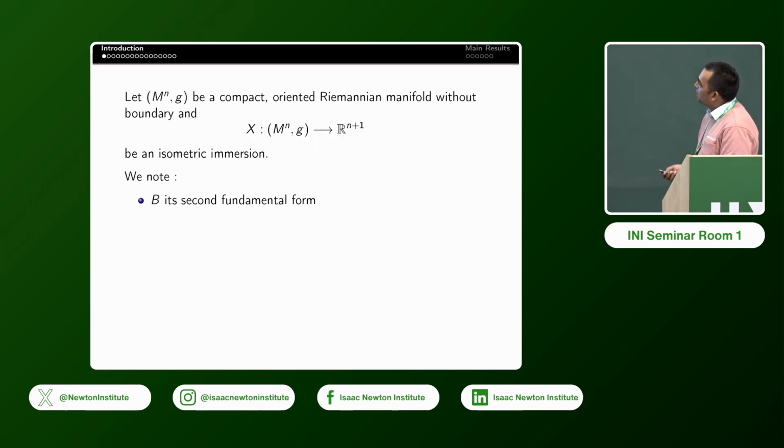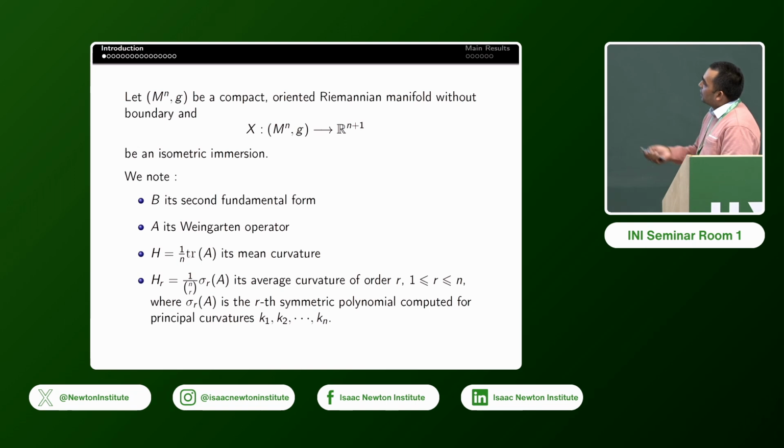Let me fix some notation. In differential geometry this is known as higher order mean curvature. Let me start from a compact oriented Riemannian manifold without boundary, and let X be an isometric immersion, where B denotes its second fundamental form, A is the Weingarten operator, and S is the trace of the Weingarten operator, that is, the mean curvature. In H_r, if I take r equal to 1, I am just adding all the principal curvatures and then dividing by the number.